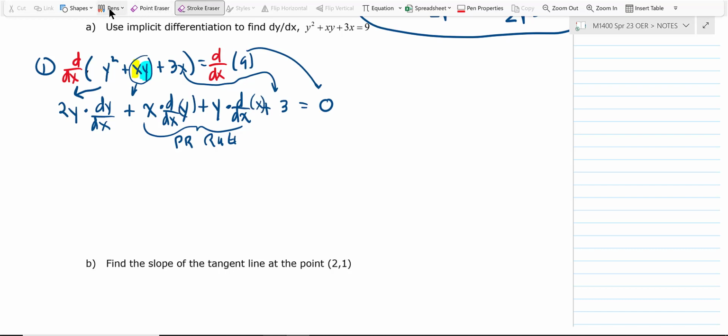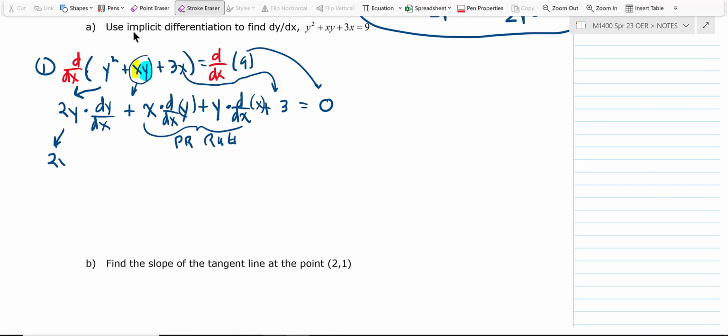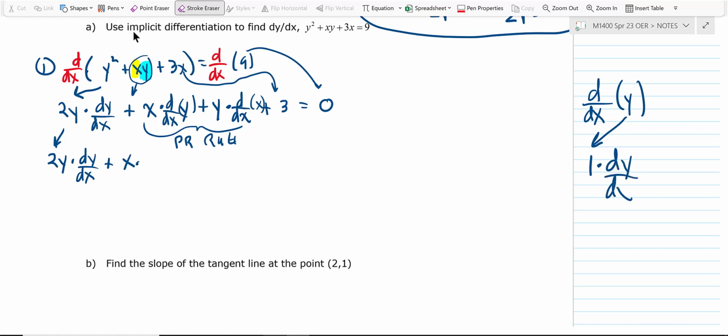All right, so let's see what we got now. I'm going to bring all this down. I've got 2y times dy over dx, and then I've got plus x. Now this will pop up a lot. I'm going to talk about this at the side of the paper. You can do this in your head. There's nothing to it. The derivative of y is 1, right? The number in front of y is 1, but the variables don't match, so it's dy over dx. So it's just dy over dx.